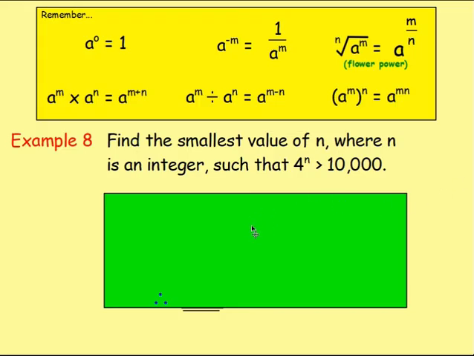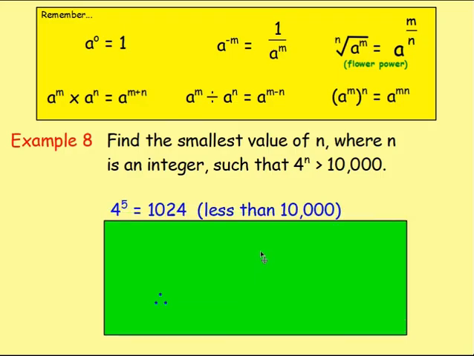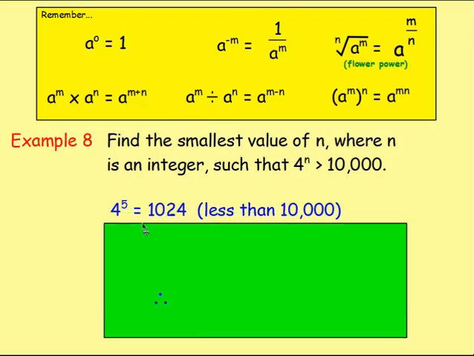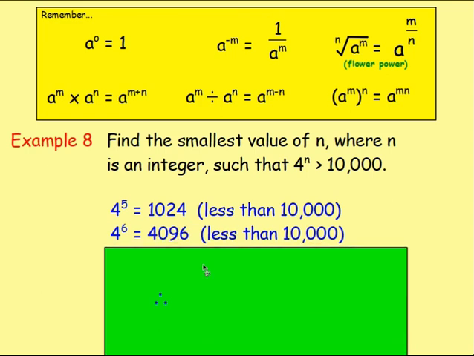So start working this out then. Again, we're looking for an integer, so we're looking for 4 to the power of something. 4 to the power of 1 is 4, 4 to the power of 2 is 16, 4 to the power of 3 is 64. Start working your way up. 4 to the power of 5 will give us 1024. Multiply by 4 again, so 4 to the power of 6 is 4096. Again, that's less than 10,000. We're looking for an integer that will give us a number bigger than 10,000.